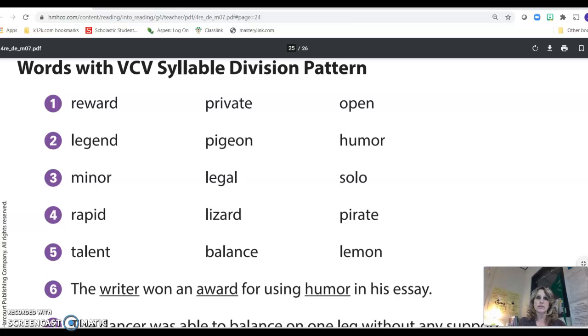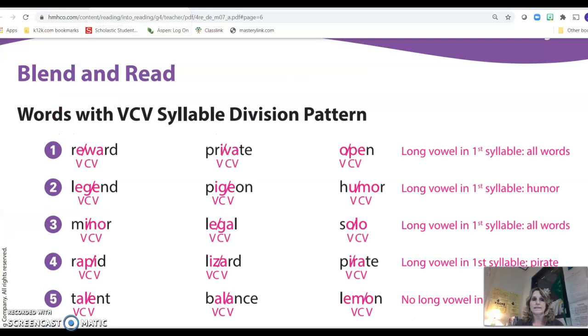Okay, so I'm going to show you on this next screen what it says here. So this is exactly what we did in our lesson. If you look at where they have the separation in reward, in private, and in open, they have a long vowel in the first syllable for all words. Then if you look at each of the ones we did here, it's broken at exactly where we told you that it was. So it's pretty simple.